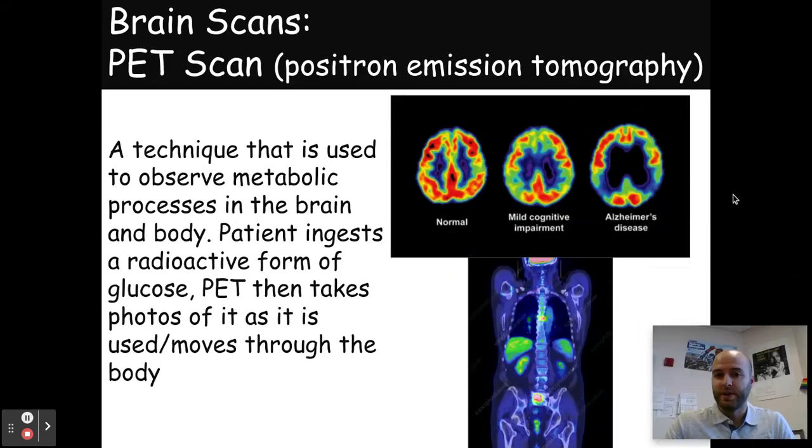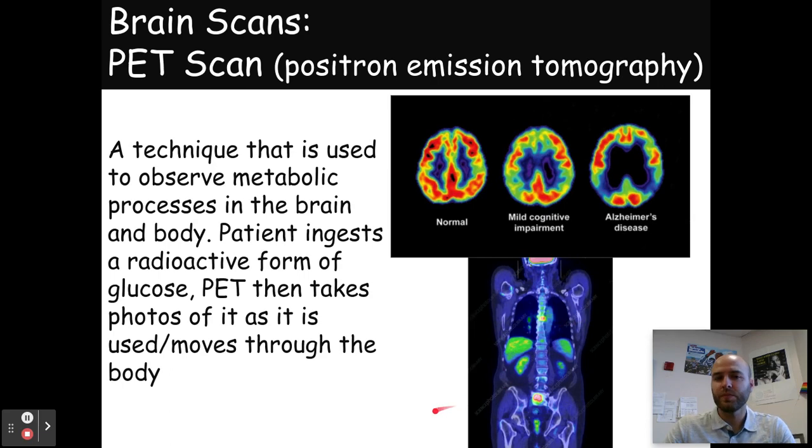Similar to that, there's something called a PET scan, or positron emission tomography. That's a technique that's used to observe the different metabolic processes in the brain and the body. So in this case, you're going to be injected with or ingest a radioactive form of glucose. And then the PET scan takes photos as it moves through the body and brain. And you can see different places that it goes to in your body and brain and make sure that your brain is functioning correctly and the different parts of your body are functioning correctly as well.